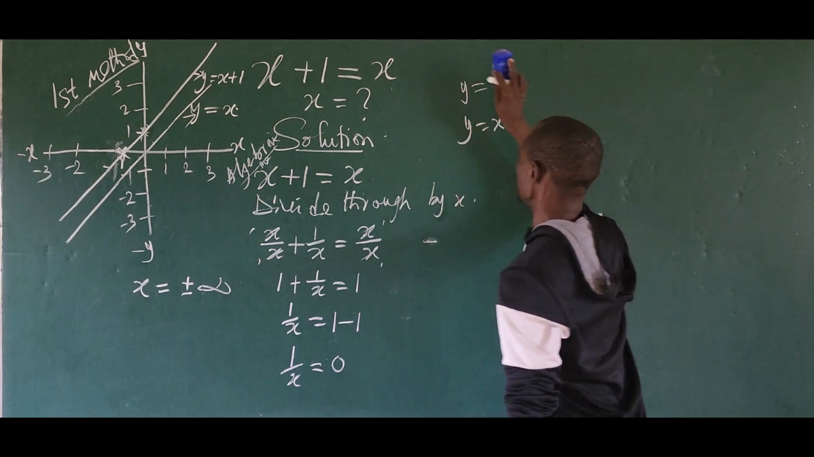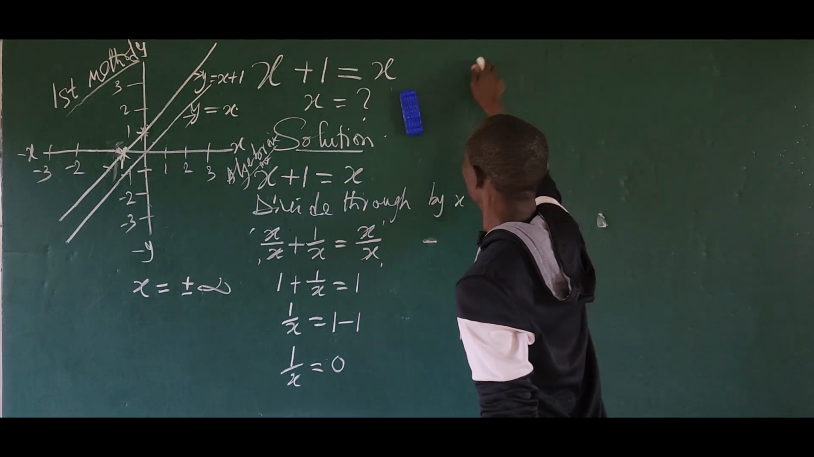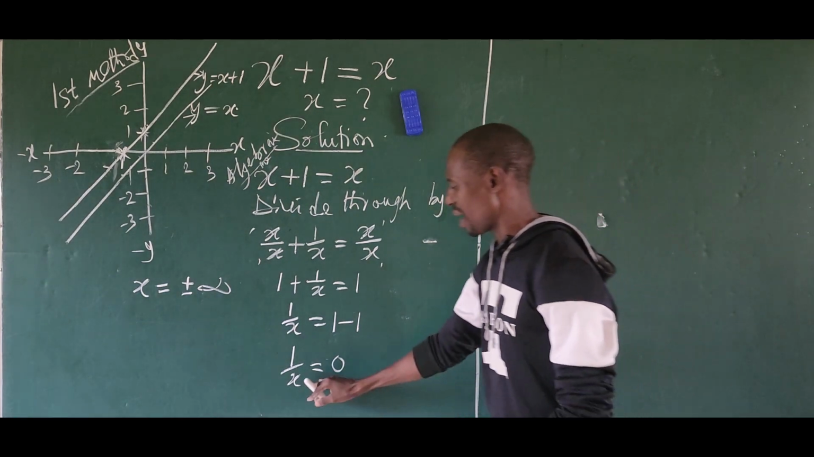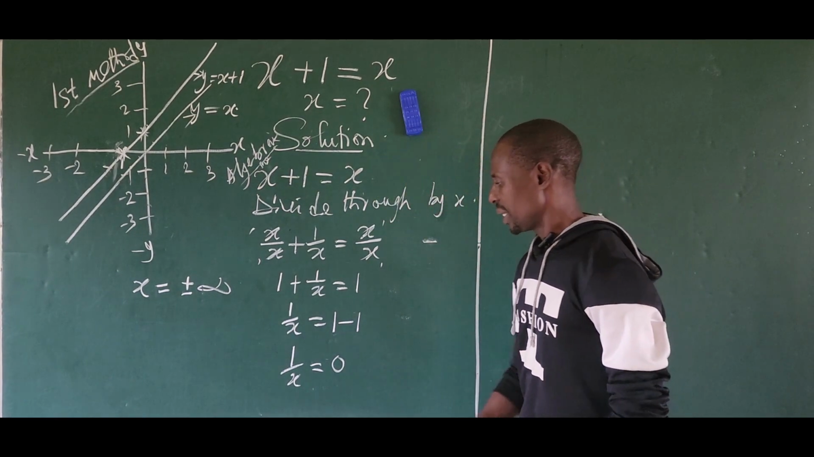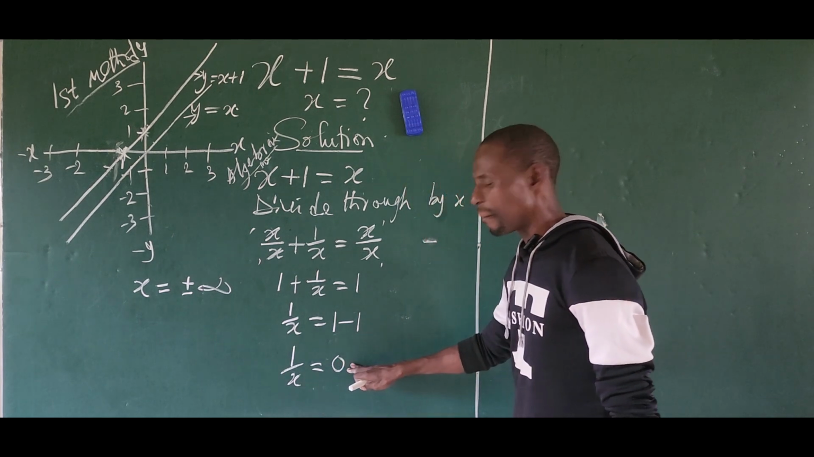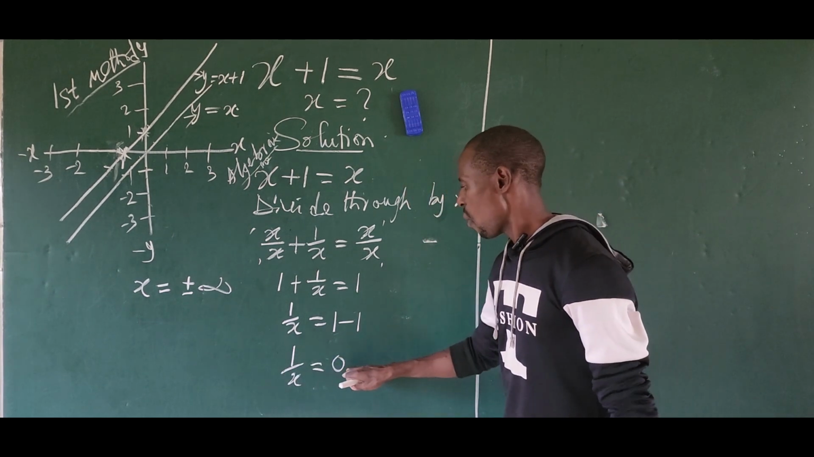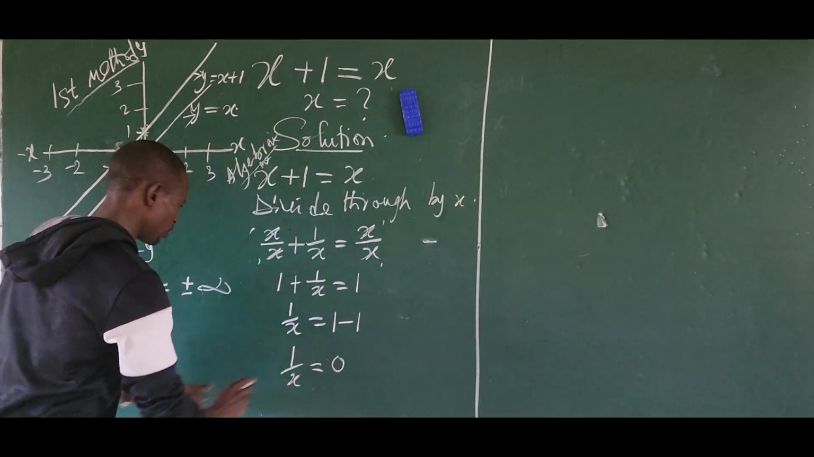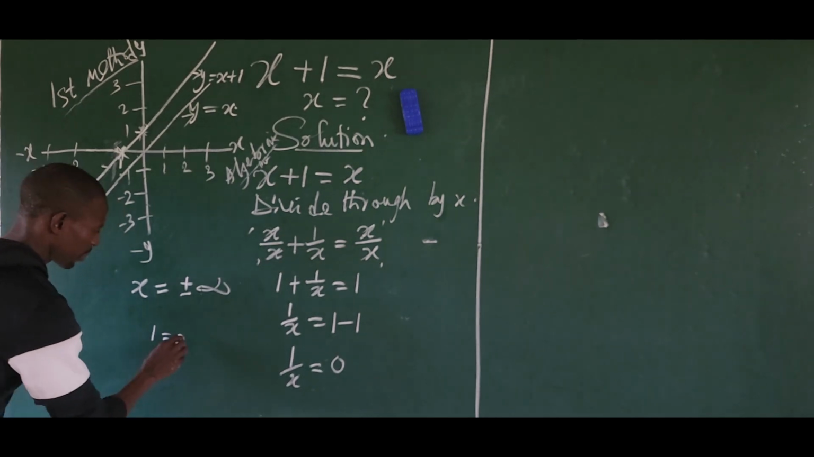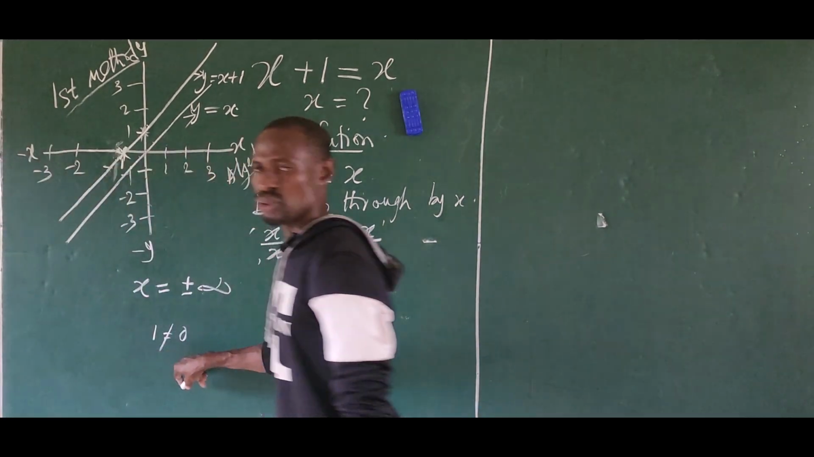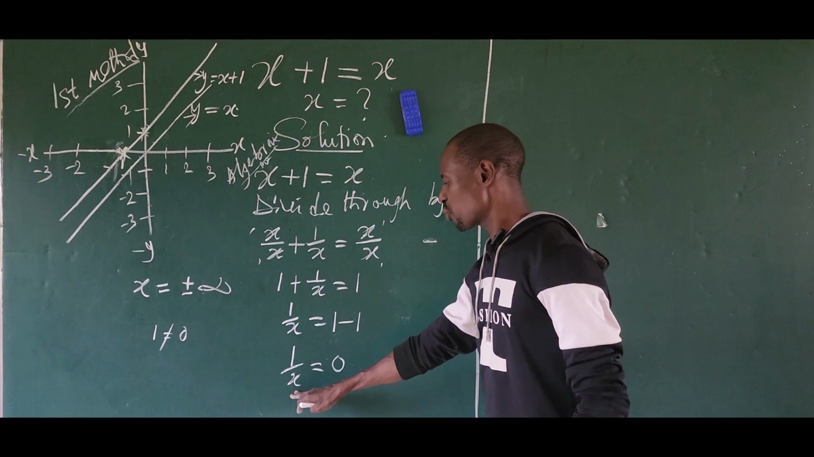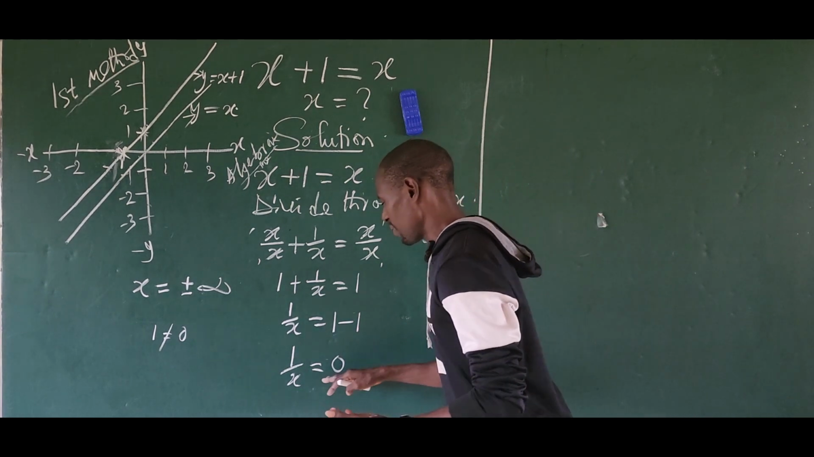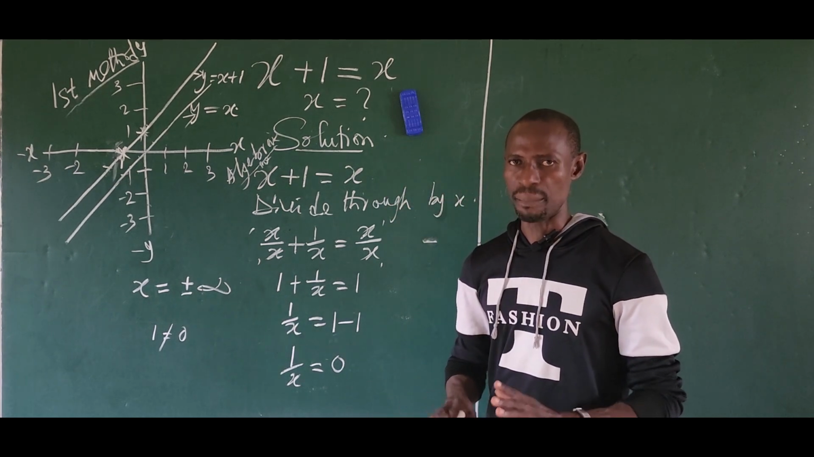So here comes the bone of contention, or the contradiction, or the challenge. This is where we have the real challenge to this problem. Now, if we decide to multiply through by x, we're going to have 1 equal to 0, right? And we know that 1 is not equal to 0. So it would be wrong to multiply through by x. Again, if we decide to divide through by 0, it will be a problem.